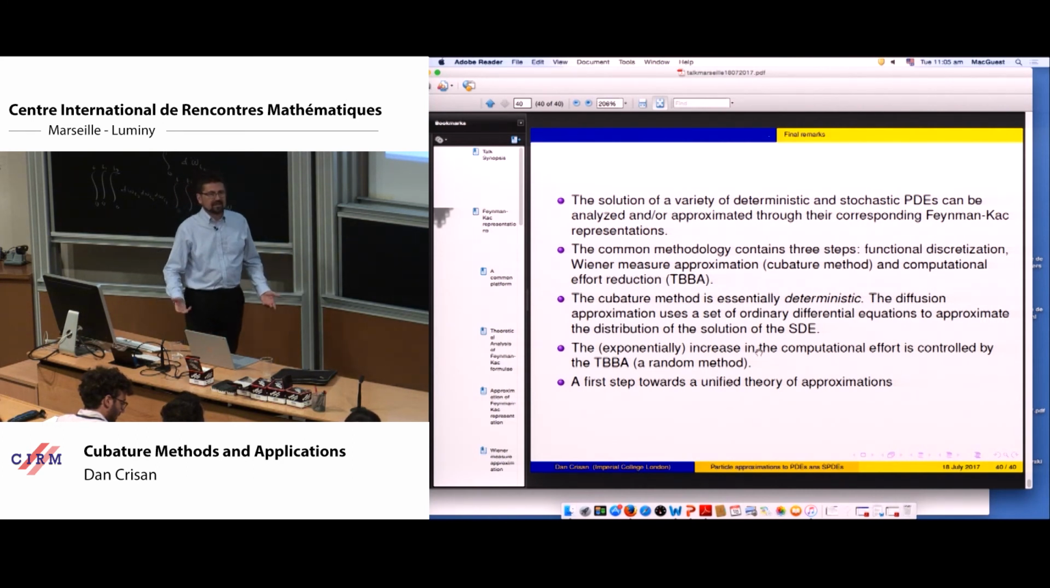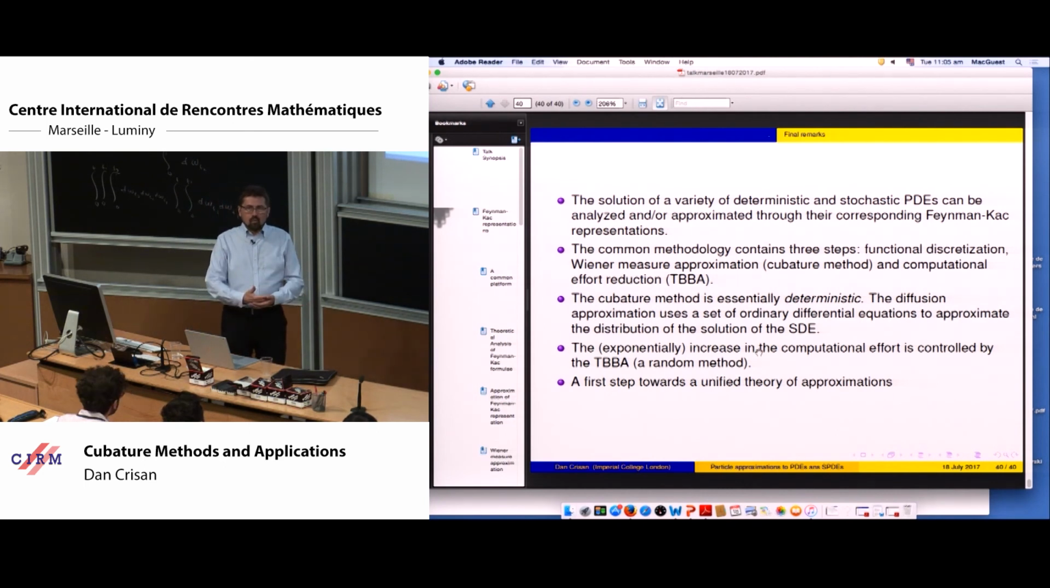When we came up with the first methodology for semilinear PDEs, we tried to look at various other alternative methods that were there, and of course we tried to show that this is better on the examples that we looked at. But it may be that you come up with different examples where it's not going to be working, it's not going to be better.